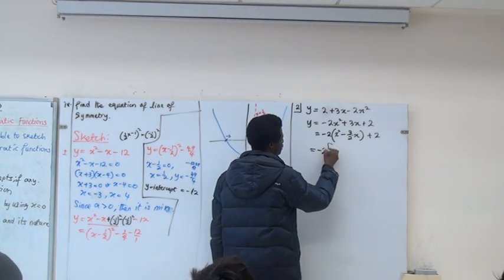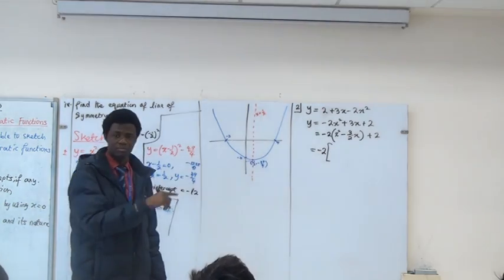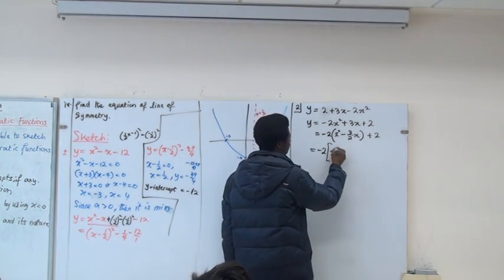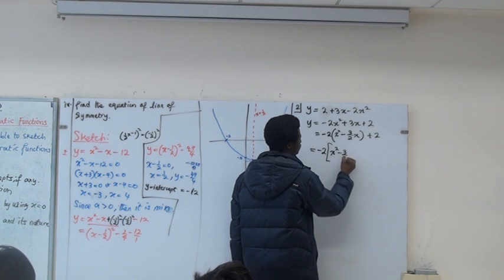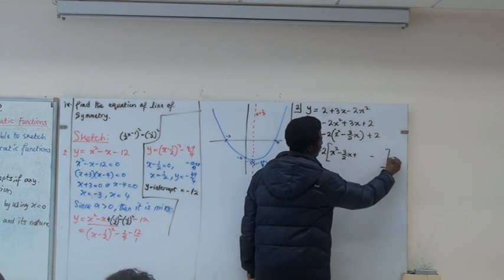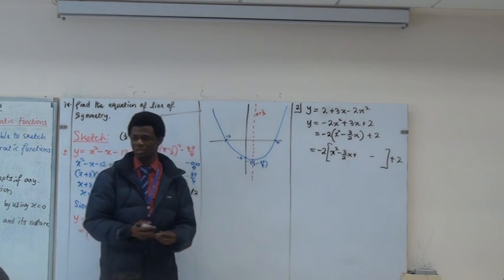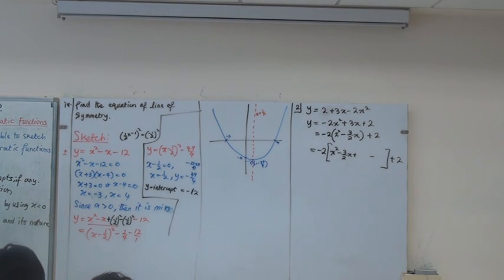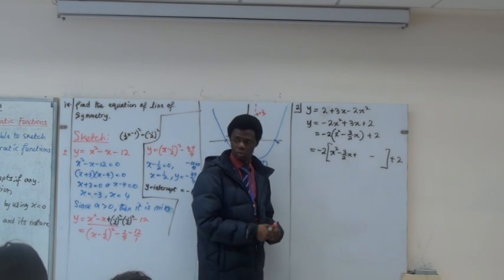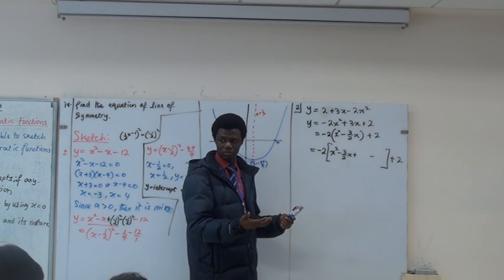Candy, can you check if this part is being captured also? Yes. All right, so here we have x squared minus 3 over 2x. We're going to have something subtracted within the bracket, and the plus 2 is waiting right outside. Can you see that? Yeah. You remember now? Yeah. So you can proceed on your own. Yeah, or you want me to complete?